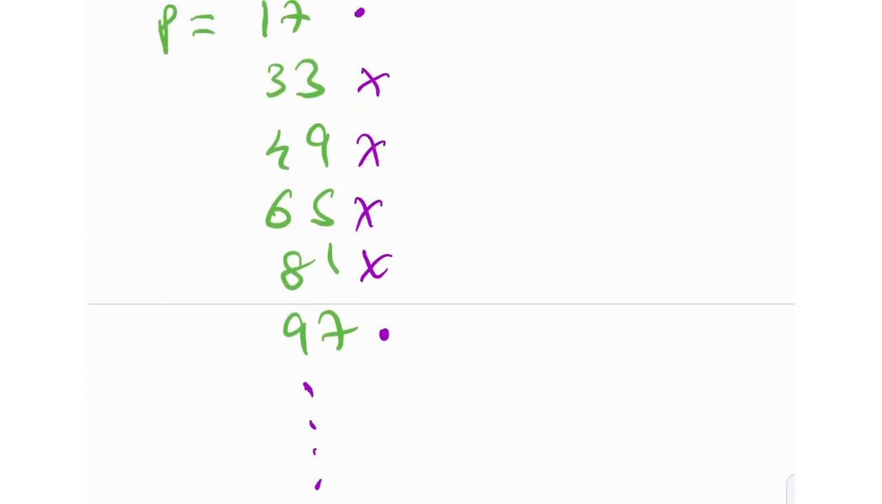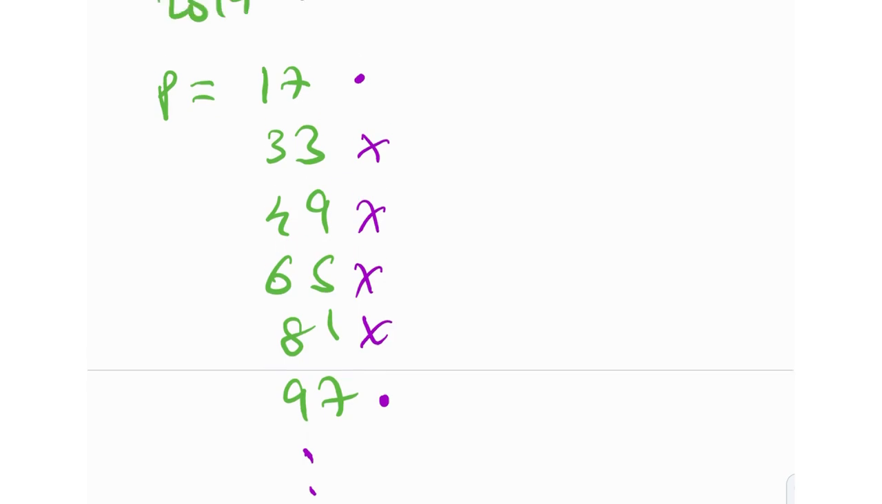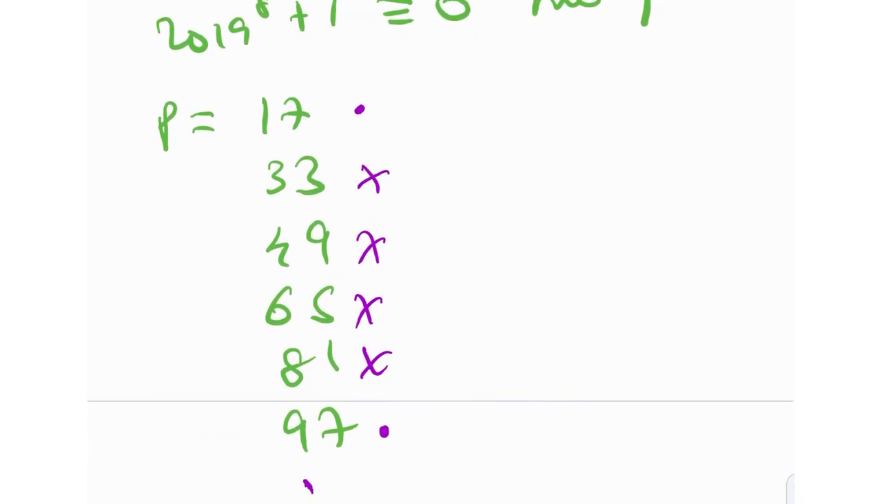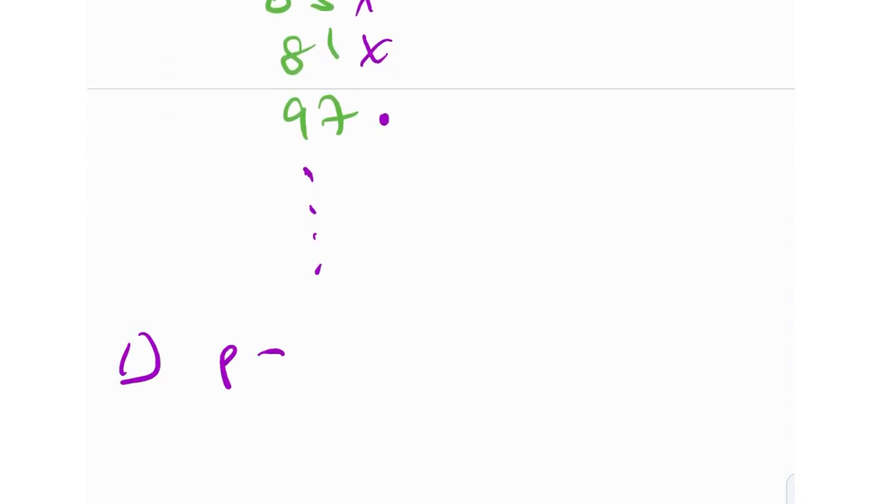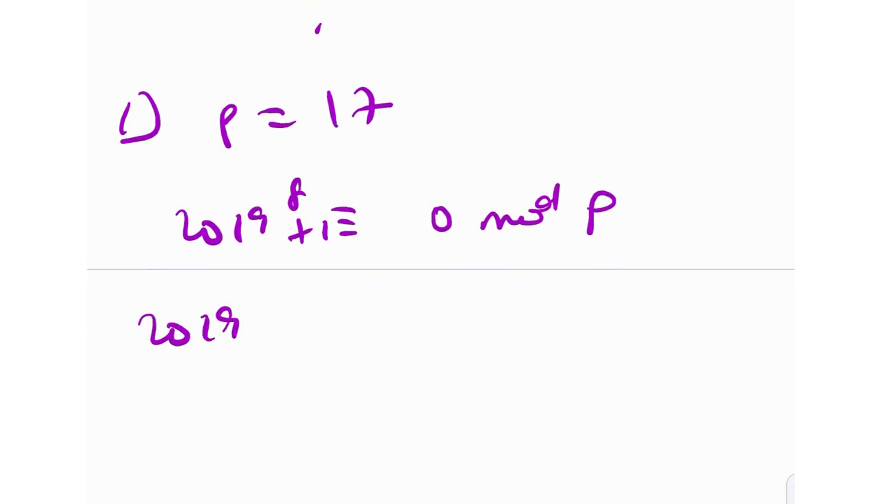But the really good thing is we need to find the smallest prime. So it can be 17, it can be 97, it can be a little bit further as well, but it will be some small value. It can't be somewhere in the thousands or the 10,000s. Obviously they don't expect you to calculate that. We have computers for that, but it will be some small value. And most likely, given the nature of these Olympiad contests, it's either going to be 17 or 97, because they're not expecting you to do so much casework. So let's check for P equal to 17. Just to remind you, 2019 raised to the power 8 plus 1 needs to be 0 modulo P. In other words, 2019 raised to the power 8 plus 1 needs to be 0 mod 17 in this case as P is 17.